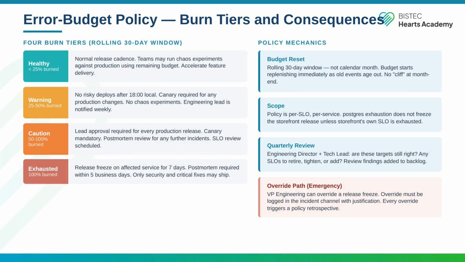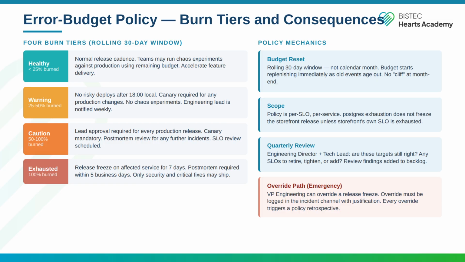An error budget policy turns a number, we have 2.1 hours of budget remaining, into a team contract about what actions are allowed. Without a policy, the budget is just a dashboard metric. With a policy, it's a governance mechanism.